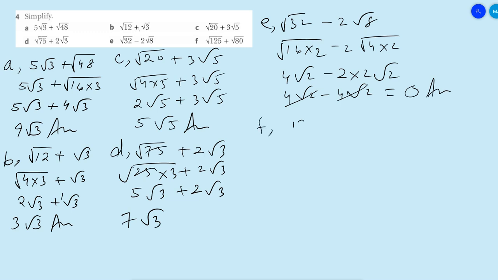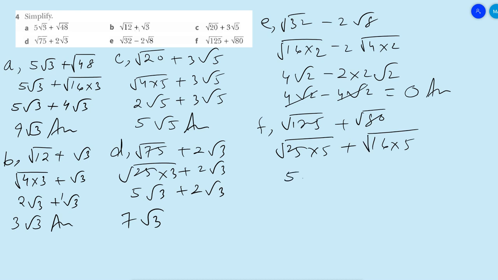Part F. Root 125 plus root 80. 125 can be written 25 into 5, and 80 can be written 16 into 5. 16 times 5 is 80. Root 25 is 5, so 5 root 5. Root 16 is 4, so 4 root 5. 5 plus 4 is 9. 9 root 5 is the final answer of part F.